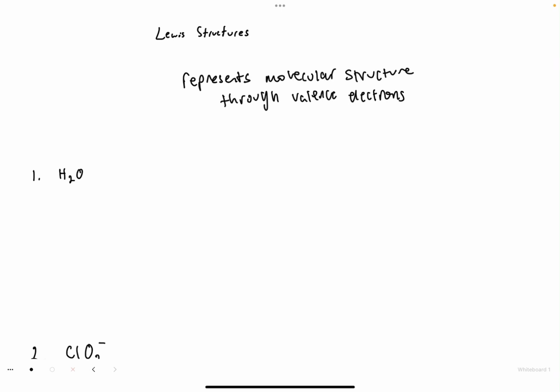So the steps to start with for Lewis structures are: first, count the total amount of valence electrons, and then two is to see where the imbalances are. And so Lewis structures are sort of like a puzzle.